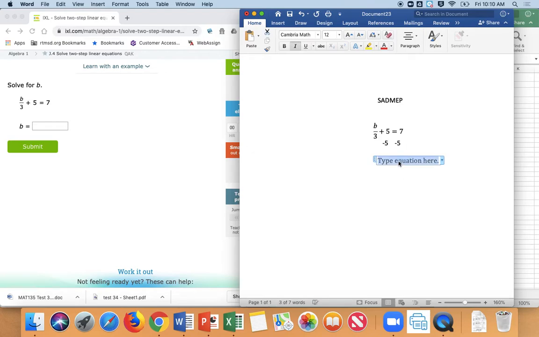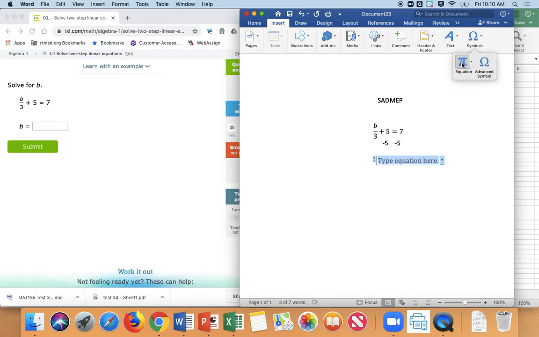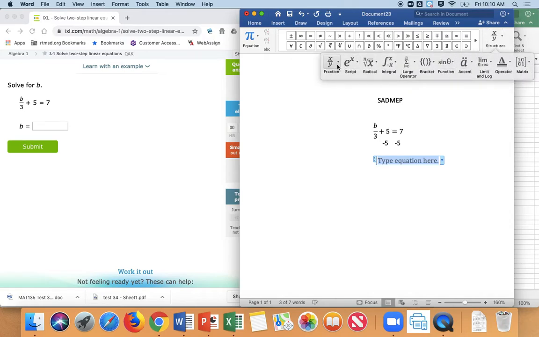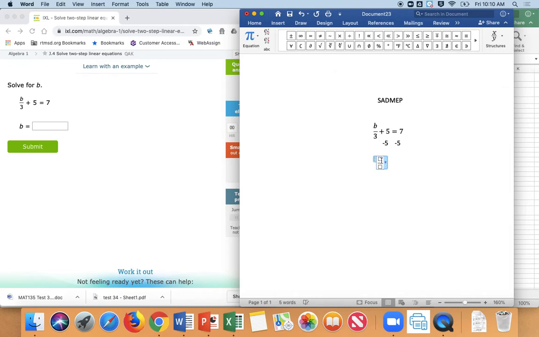Okay, and let's see. So 7 minus 5 is going to give me 2. So I still have the B over 3. Now, plus 5 minus 5, they cancel, so I'm just left with equals 7 minus 5 is 2. So I have B divided by 3 equals 2. And now what I'm going to do is I need to get rid of that divided by 3. So I'm going to multiply by 3.